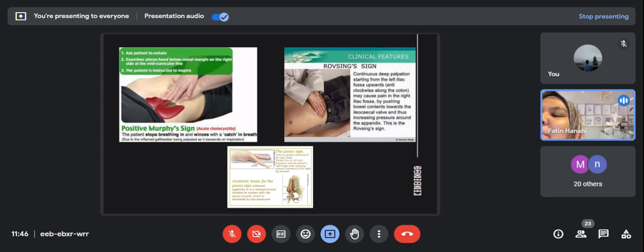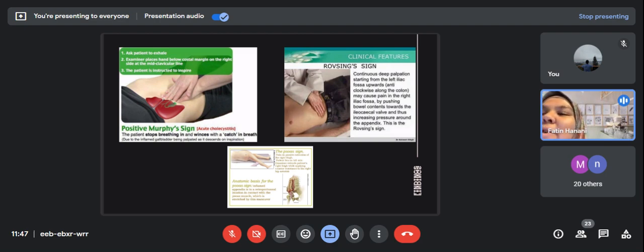So during palpation, we may look for the positive Murphy sign, which is indicative of acute cholecystitis, where we ask the patient to exhale, and then we place the hand below the costal margin on the right side at the mid-clavicular line, and we ask the patient to inspire. The patient will stop breathing, and the patient will catch a breath. So this is due to the inflamed gallbladder being palpated as it descends during the inspiration.